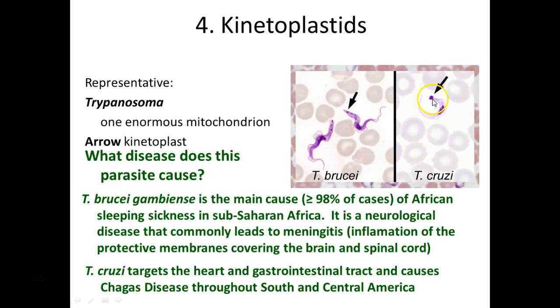Okay, so apparently the difference is this part right here that I have the pointer pointing to. For ours, it's going to be relatively large. Don't confuse that with the nucleus, although it does contain DNA. That's the kinetoplast, and this is the nucleus. But as I said again, I'm not going to ask you to identify these under the microscope. Just be aware of them and what diseases they cause.